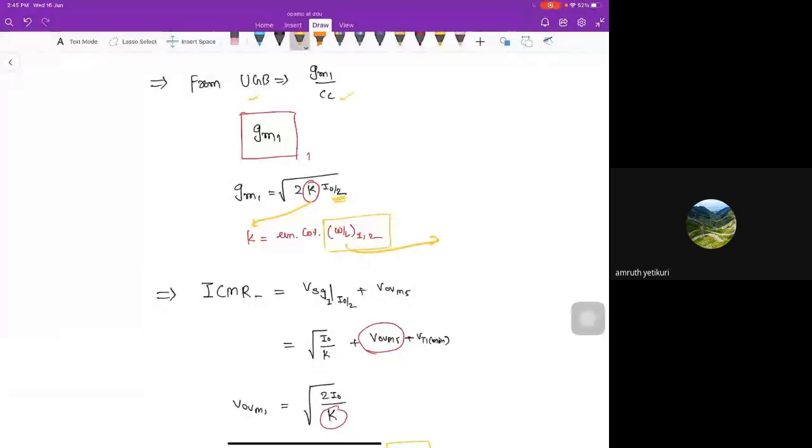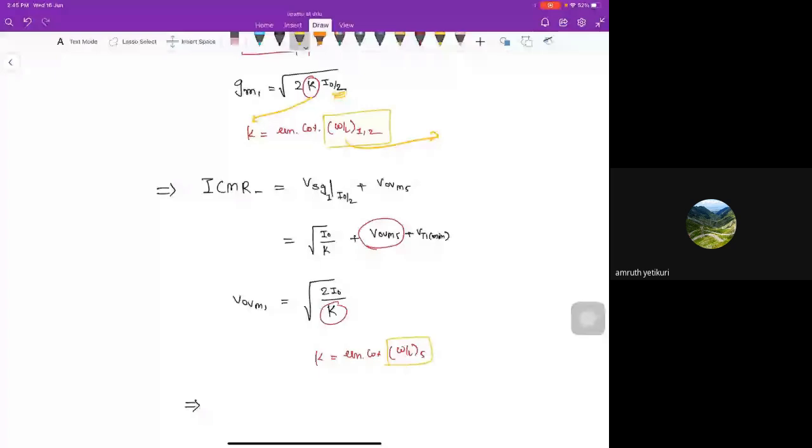And ICMR minus is the VGS1 plus VOV. So here this thing is known to you, this thing is known to you, and actually this thing is unknown, VOV. You know W by L1 and I naught already. So you will get the VOV here, and from the VOV you will get the W by L. So here the first OTA gets completed.